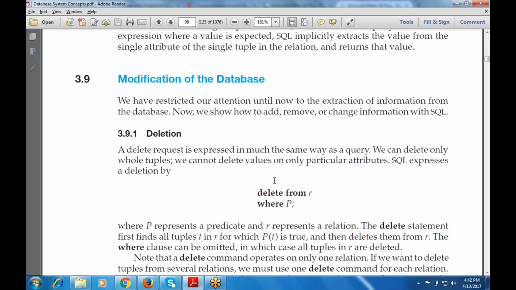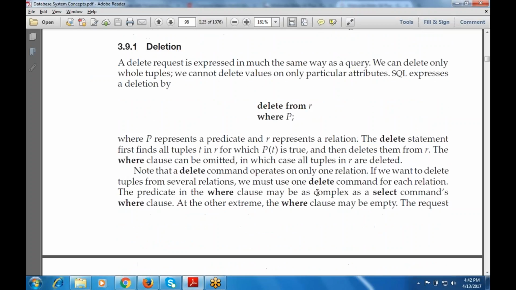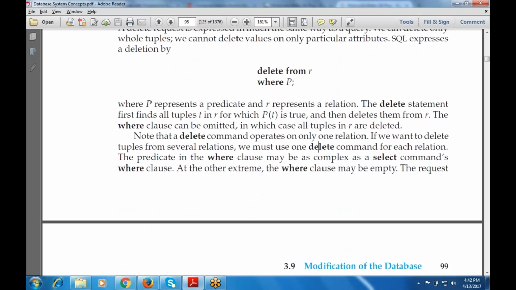Note that the delete command operates on only one relation. If we want to delete tuples from several relations, we must use a delete command for each and every relation. The predicate in the where clause may be as complex as a select command's where clause.